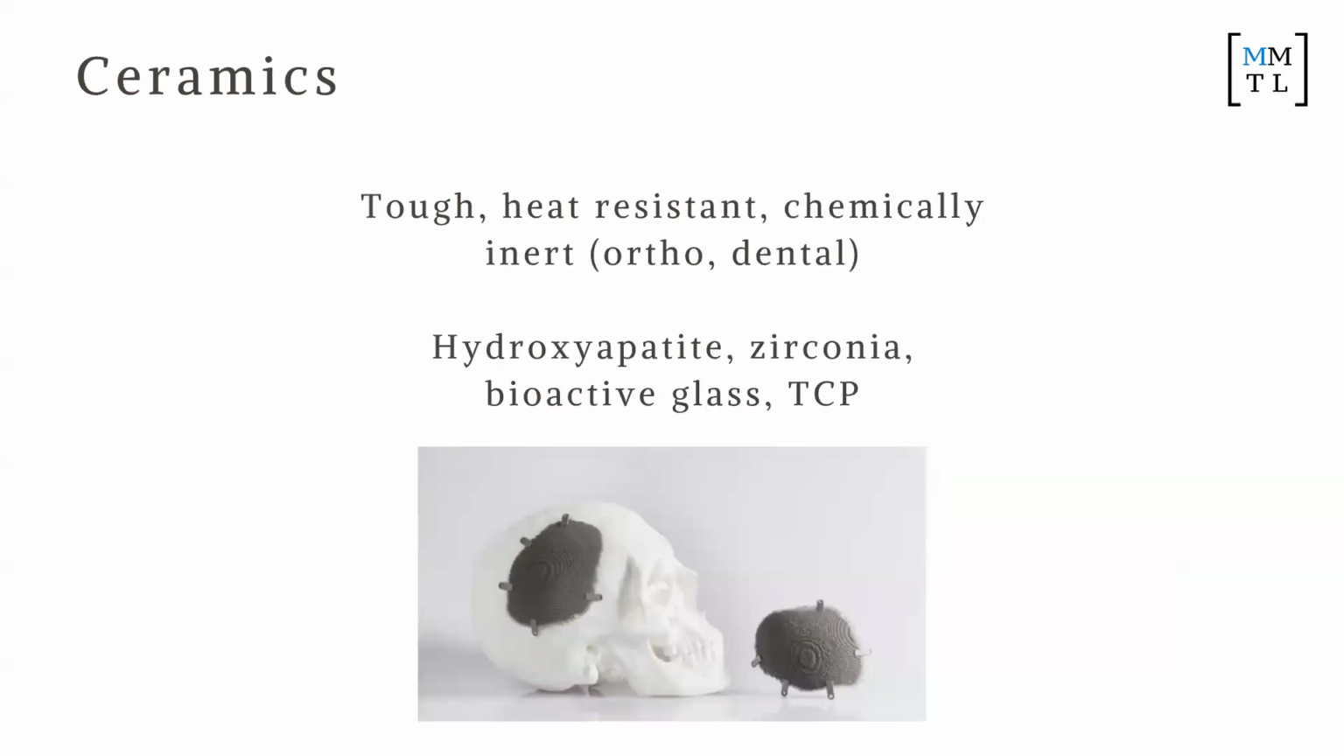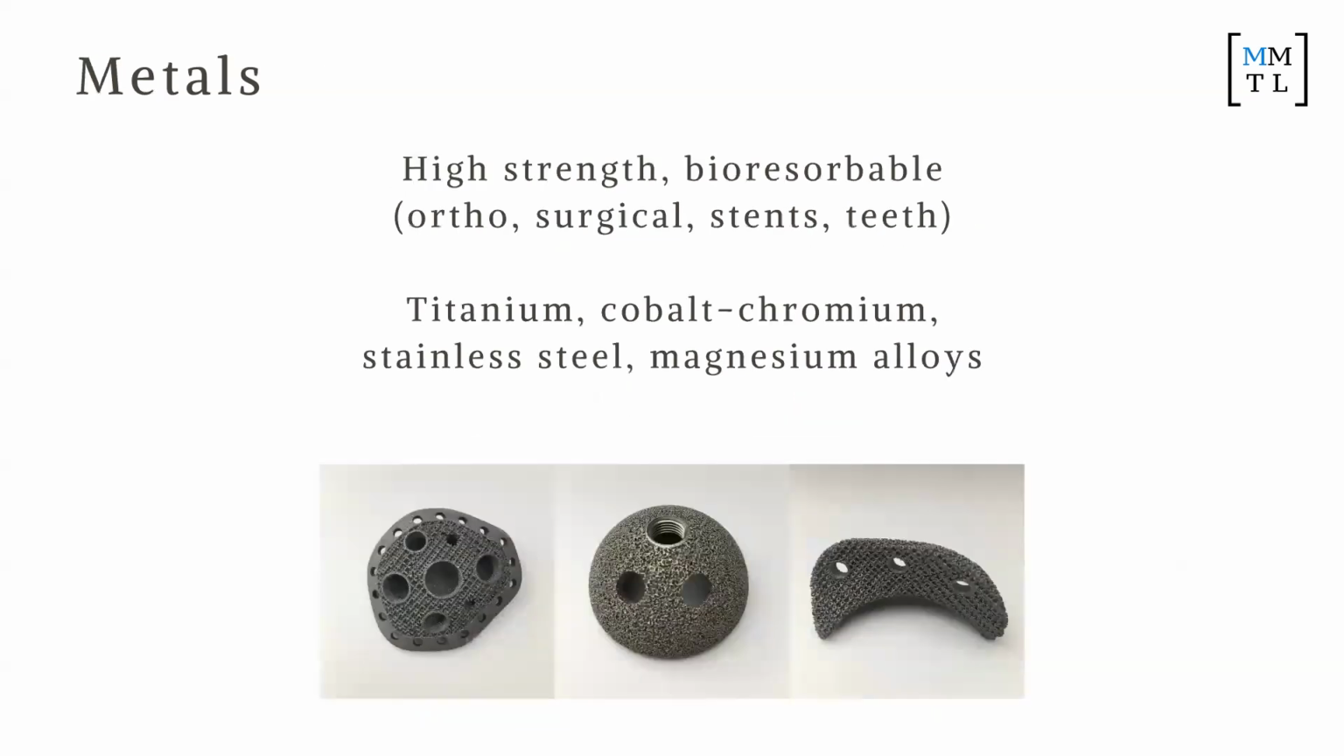The next is ceramics. Ceramics are tough, heat resistant, and chemically inert, which is great for things like orthopedic and dental applications. These are the common materials you'll see, like hydroxyapatite and zirconia. Bioactive glass is a material that actually helps with bone regrowth, so it's a pretty cool material, and then TCP as well.